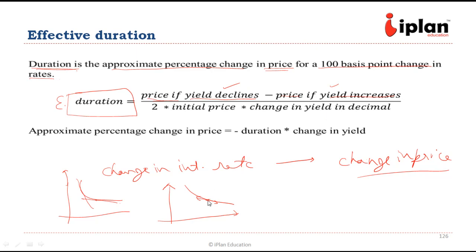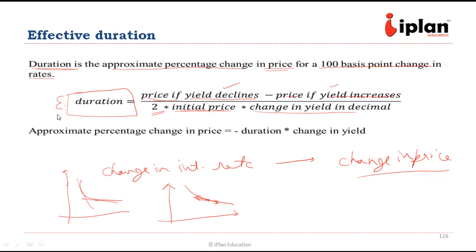So on both sides: on the right-hand side, when the interest rate rises and price falls, and on the left-hand side, when the interest rate is falling and the price is rising, divided by 2, since we are taking the price change in both the directions, into initial price, since the percentage change is going to be captured, and change in yield in decimal. So that will give us the effective duration.